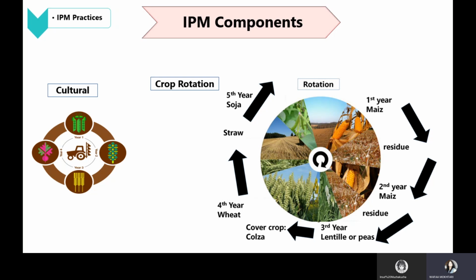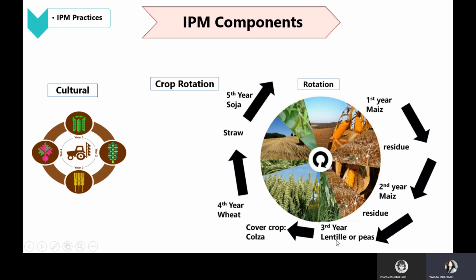Here is an example of the maize crop. First year, you can do the maize. Maybe the second year, you can also crop maize in your field. However, to make it easier for your soil to get more rest from the production of maize, you may put a legume crop.